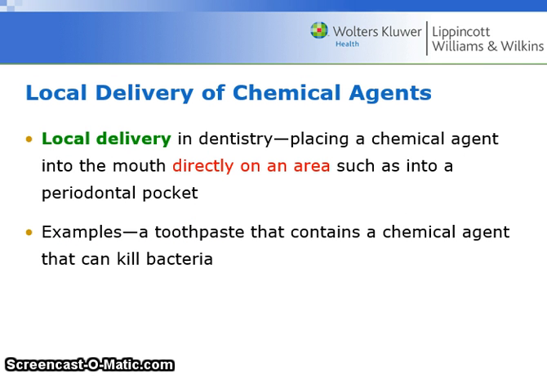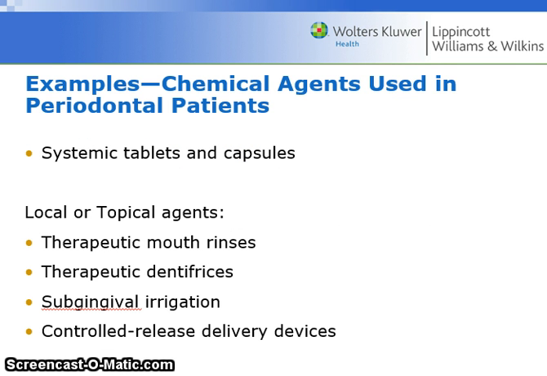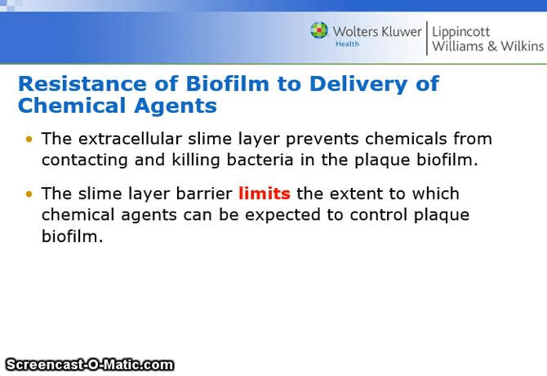Local delivery in dentistry means placing a chemical agent into the mouth directly on an area such as into a periodontal pocket. The examples are toothpaste containing chemical agents that can kill bacteria. Examples of chemical agents used in periodontal patients include systemic tablets and capsules or local and topical agents such as mouth rinses, toothpaste, subgingival irrigation with a water pick, as well as controlled release delivery devices.